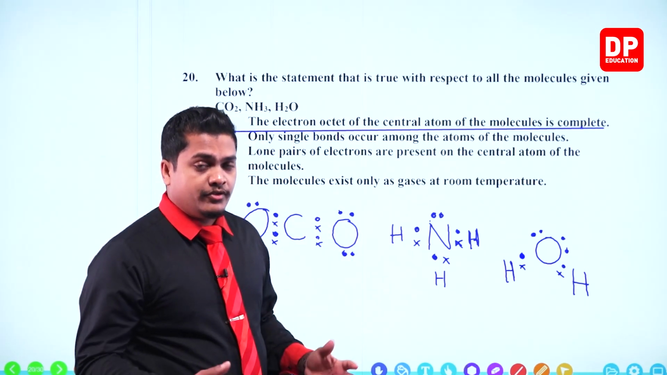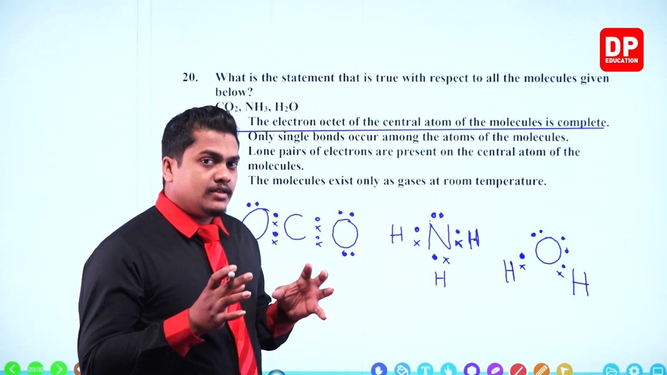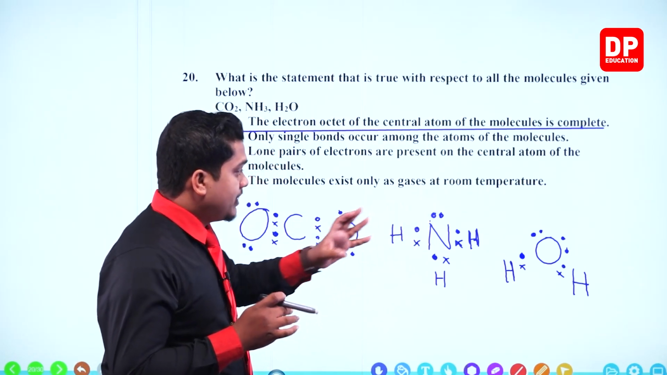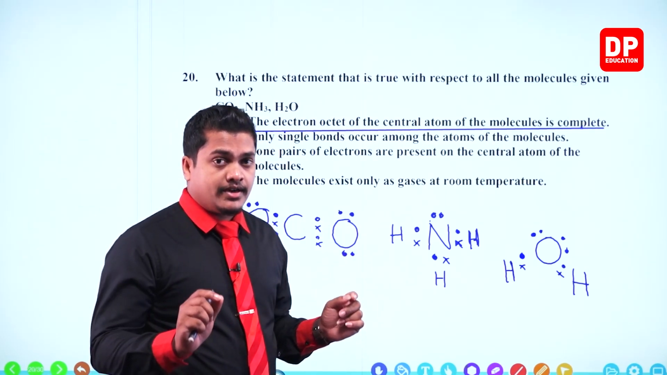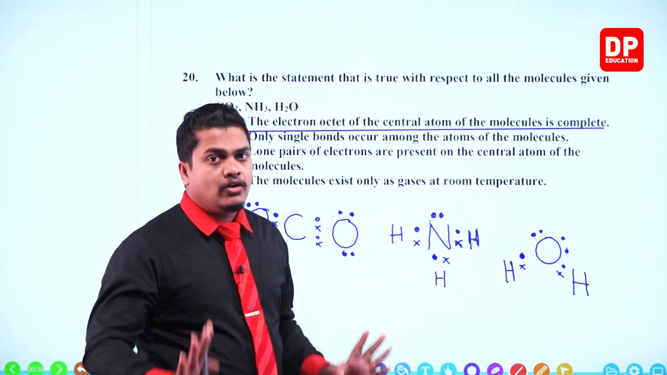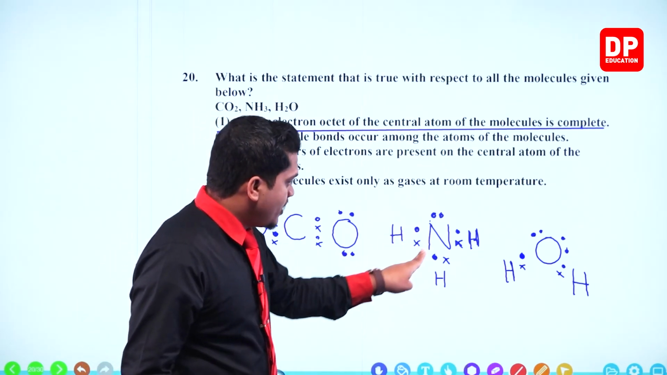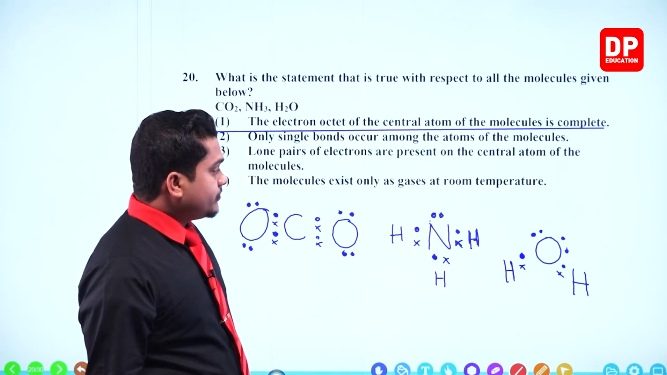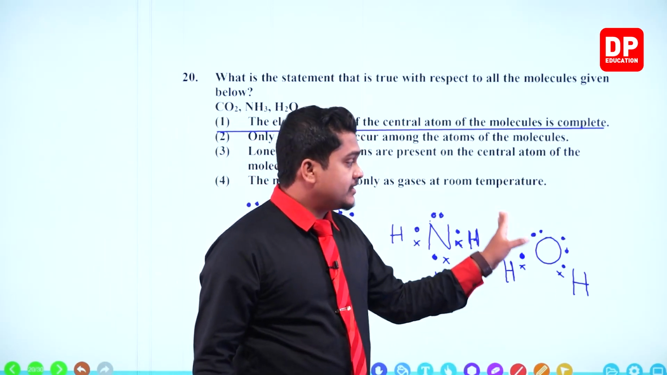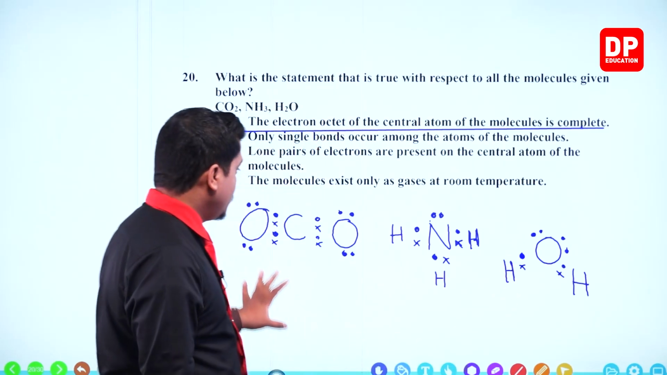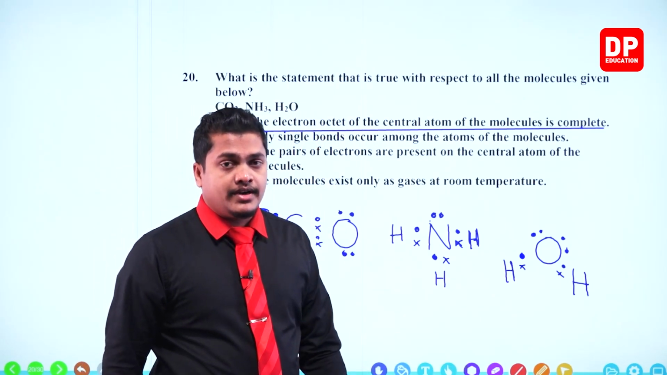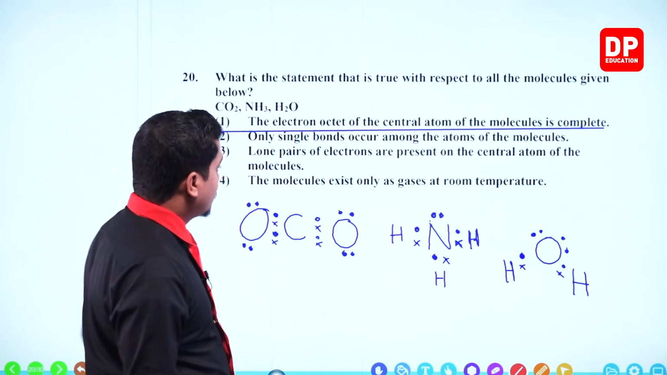Now here you can observe there's a lone pair. Lone pair means, my dear children, within the central atom, if the electrons are not used to create bonds, then those pairs are lone pairs. Okay, these are bonded pairs. So within the central atom of ammonia and water, there are lone pairs, but in this carbon dioxide molecule, within the central atom, there are no lone pairs.